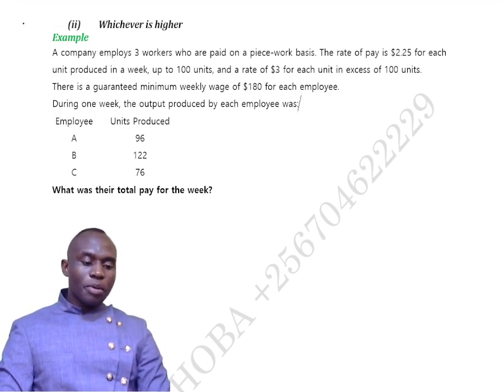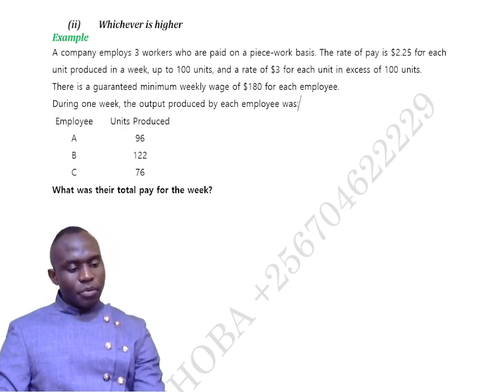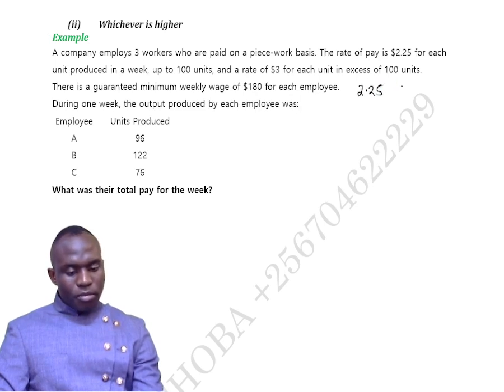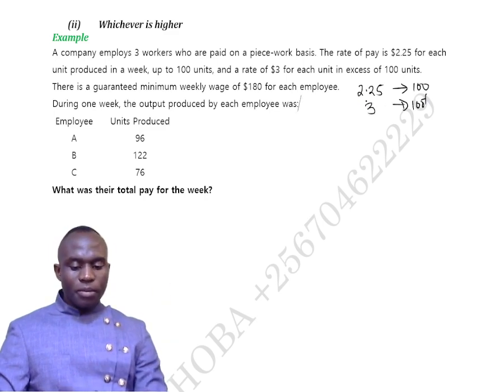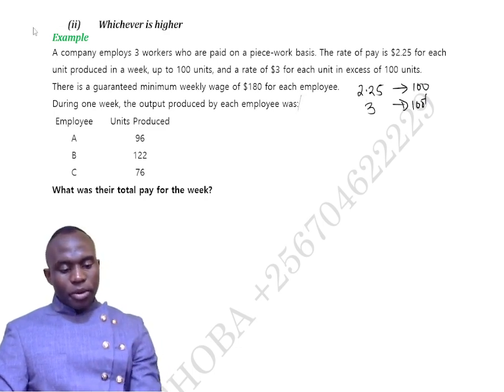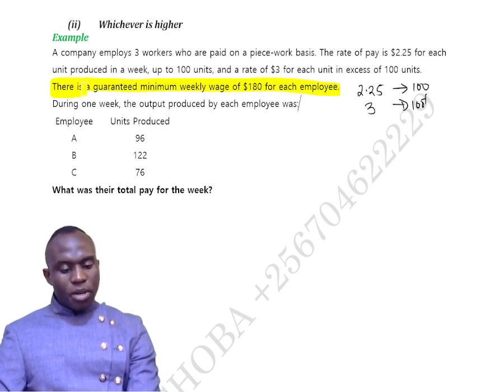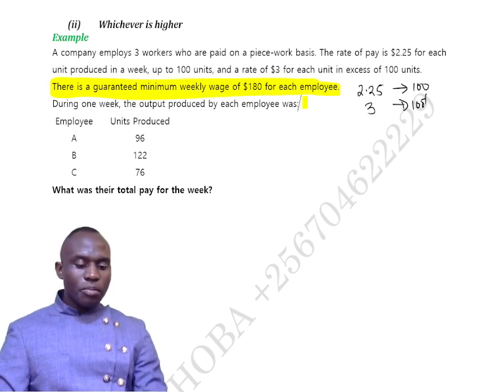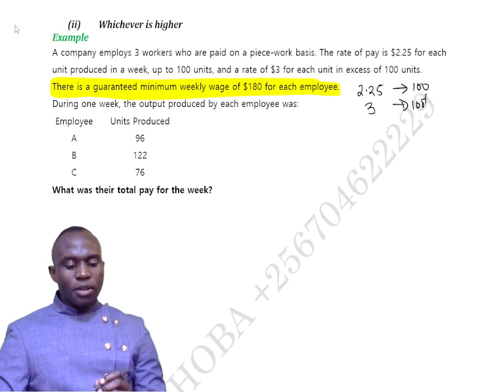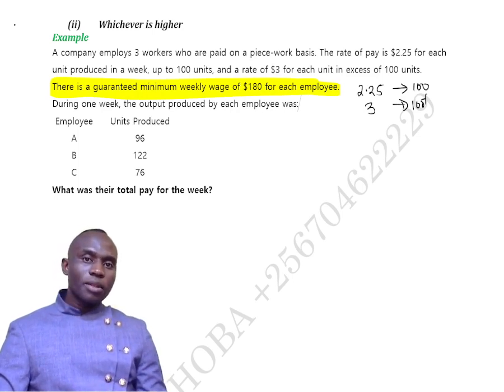So a company has 3 people who are paid based on units produced. Now the rate is 2.25, but up to 100 units. Then when you go beyond 100 units, the payment is $3 for any extra units above 100. But read this, there is a guaranteed minimum wage of $180 for each employee. So the company has a policy that no one leaves the company every week with less than 180.